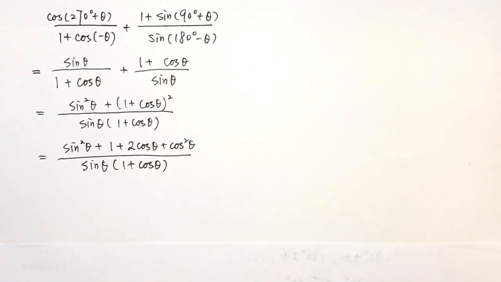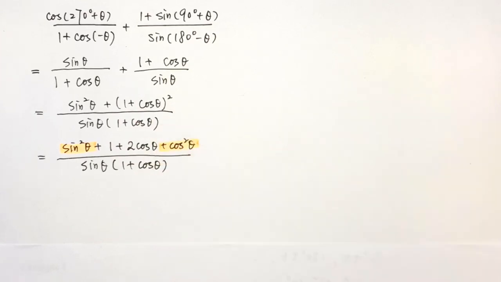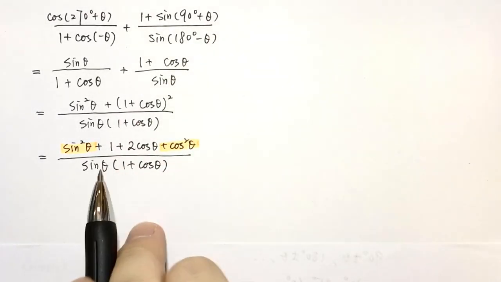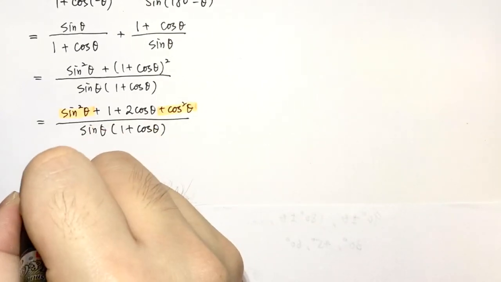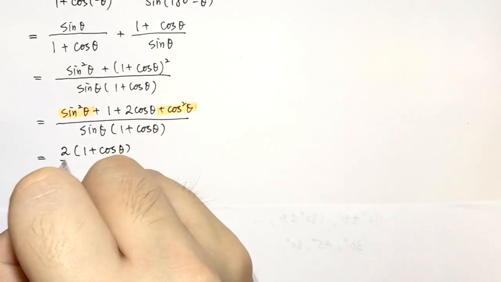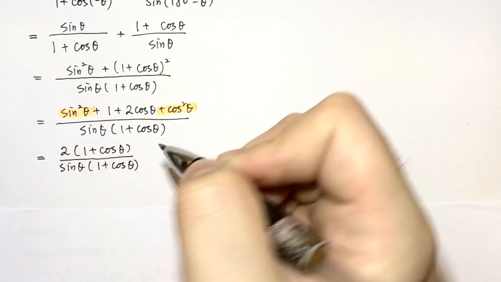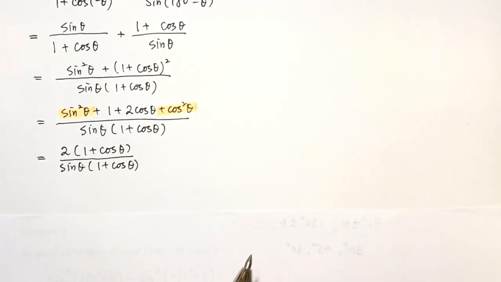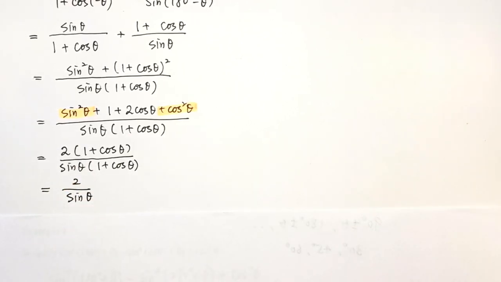Okay, so note that this relation, sine square theta and cosine square theta, the sum is 1. So 1 and this one makes 2. 2 plus 2 cosine theta. 2 is a common factor, right? So we can pick out the 2. We have 1 plus cosine theta. And you should see some simplification here for 1 plus cosine theta. So the result is 2 over sine theta. Okay?